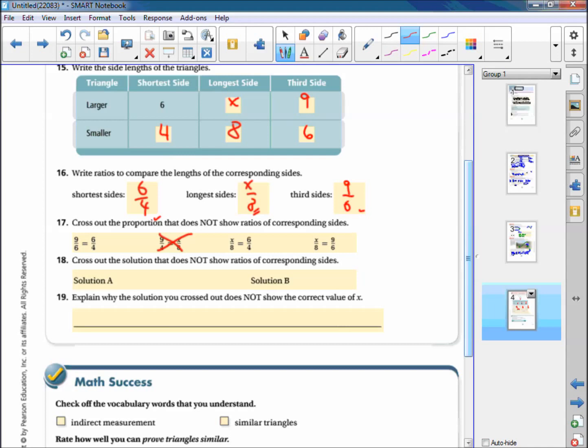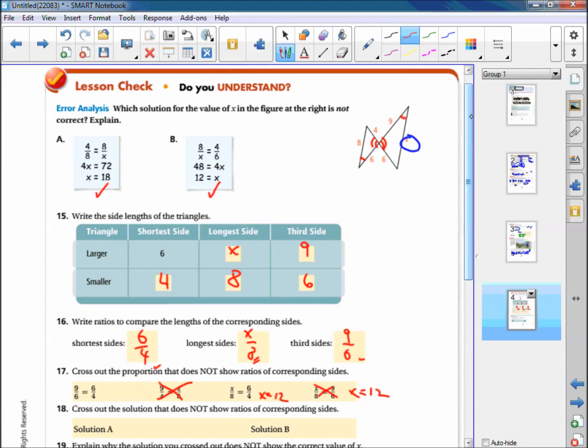Okay. All right, so cross out the solution that does not show ratios of corresponding sides correctly from above. So let's think about this for a second. All of these proportions here, if we solve them, we're going to get 12. So this is 4x equals 48. So x would be 12 in this one. This guy is 6x equals 72. So x would be 12 in that one. And this one I can't solve, but we get 36 as 36. So let's go back up here and take a look at these and see which one is solved correctly for 12. Well, B is the correct one.